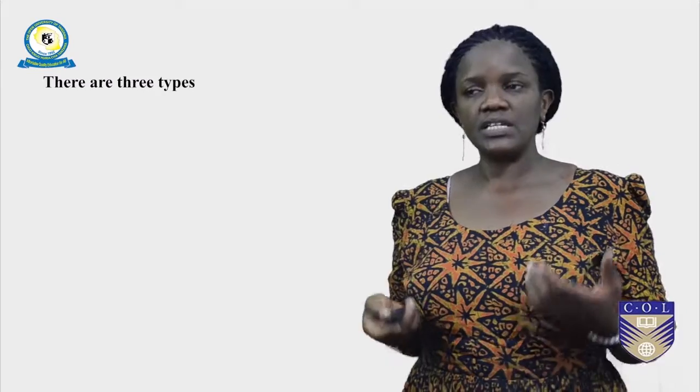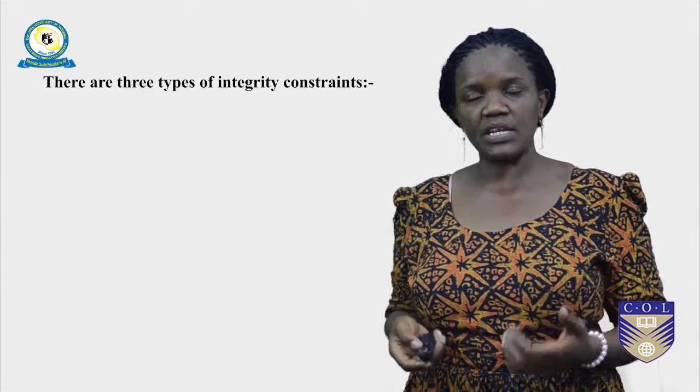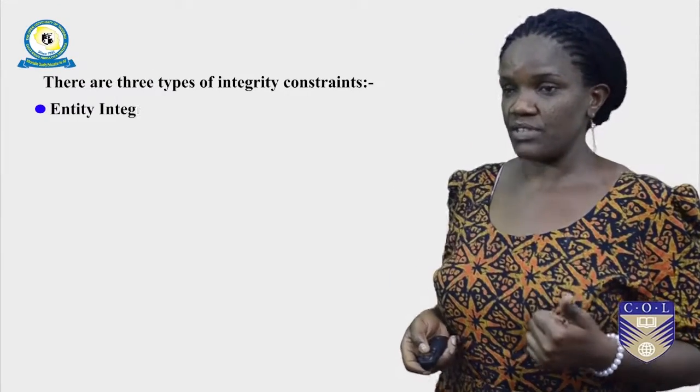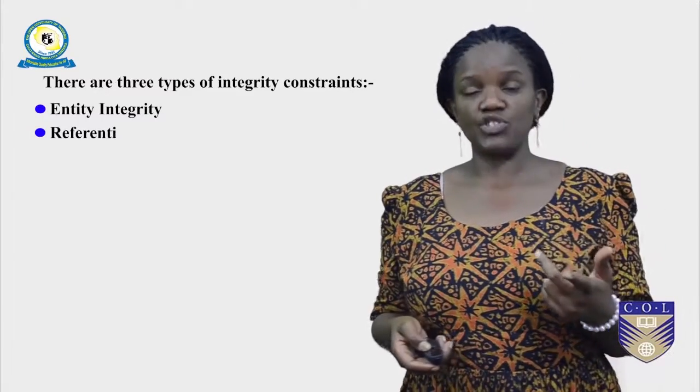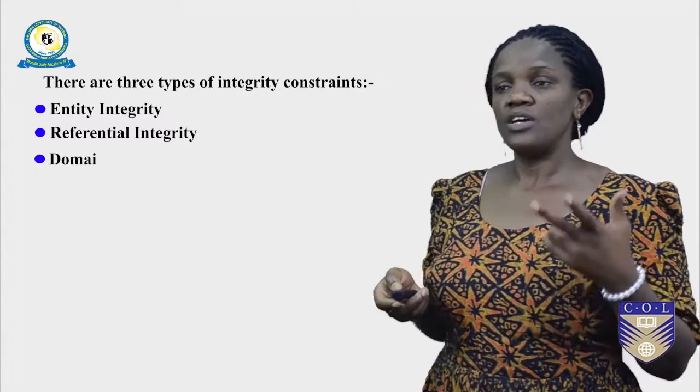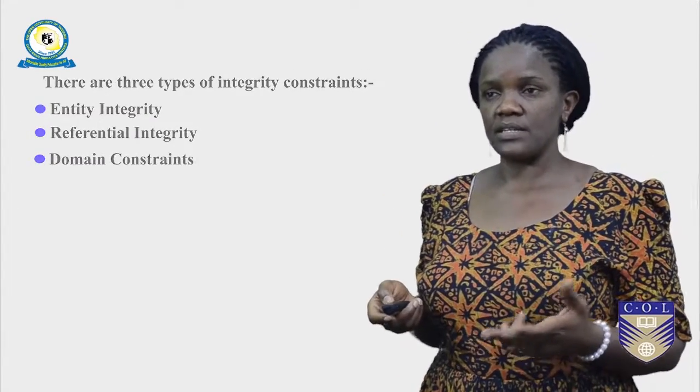There are three types of integrity constraints. One is entity integrity, two is referential integrity, and three are domain constraints. So what is entity integrity?